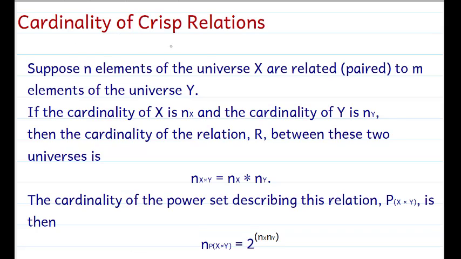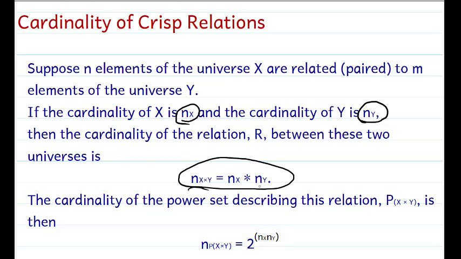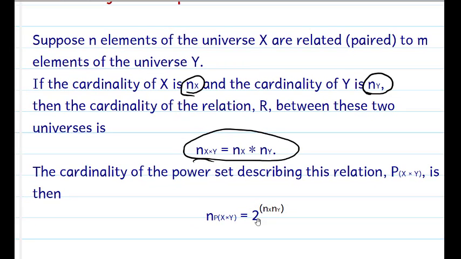Now, cardinality of the crisp relation. Suppose n elements of universe X are related to m elements of universe Y. If the cardinality of X is nx and the cardinality of Y is ny, then the cardinality of the relation R between the two universes is given by multiplying them, and the cardinality of the power set is given as 2 raised to nx times ny.